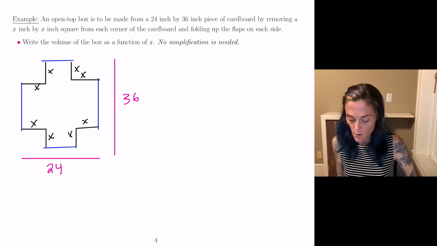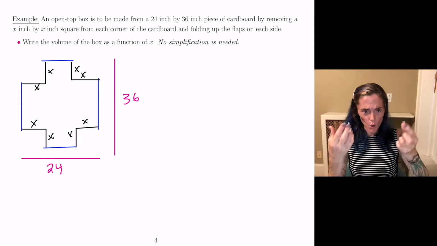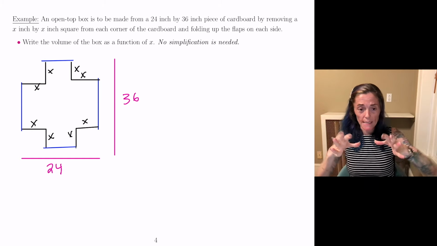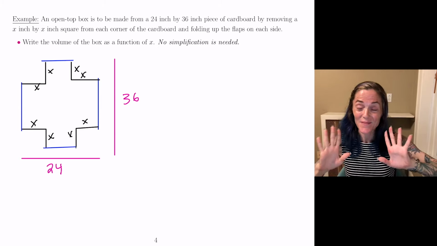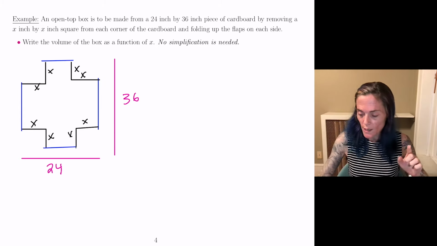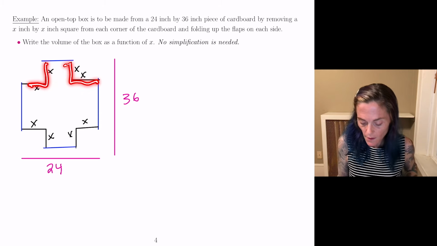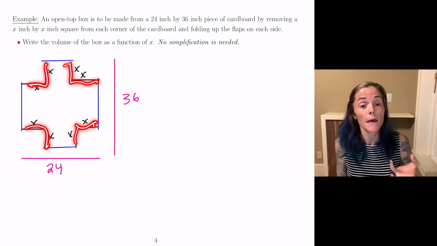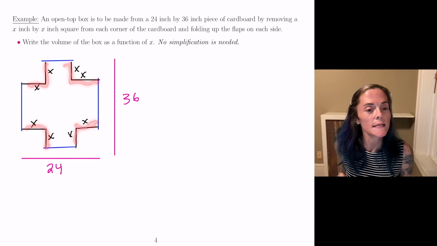So let me put down my iPad for a moment. What's going to happen here? Well, you're going to fold up the corners and it's going to make a box. My picture is not perfect, but that's what will happen. So you're going to fold here, here, here, and here, and it will make a box with an open top. Now, what do we need to do here?